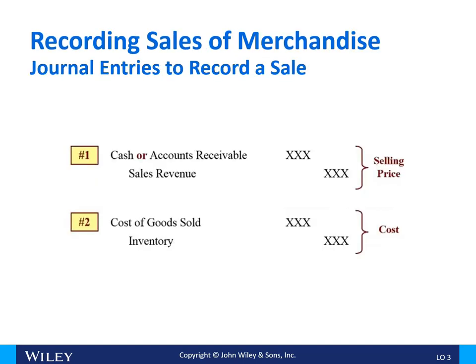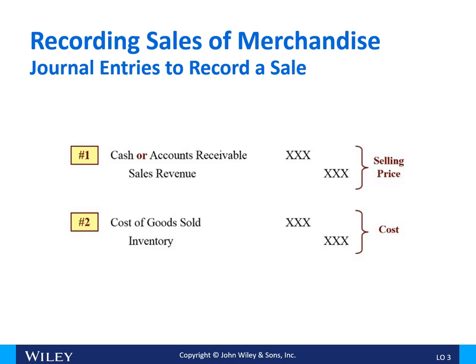So journal entries to record a sale. The first one is recording the sale at the selling price, so cash or accounts receivable, and we're going to debit that and then credit sales revenue. We have a second entry that we have to make because we're assuming we're under perpetual inventory system. We're going to debit cost of goods sold and credit inventory.